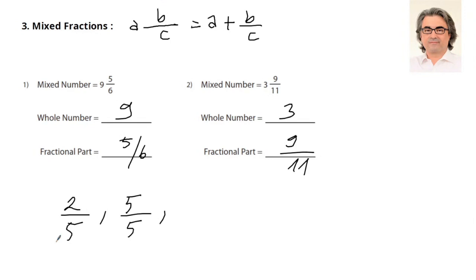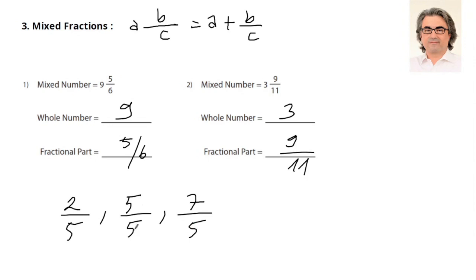And after that, you may write an example, 7 over 5. Now, the numerator of 7 over 5 is greater than the denominator. 7 is greater than 5.